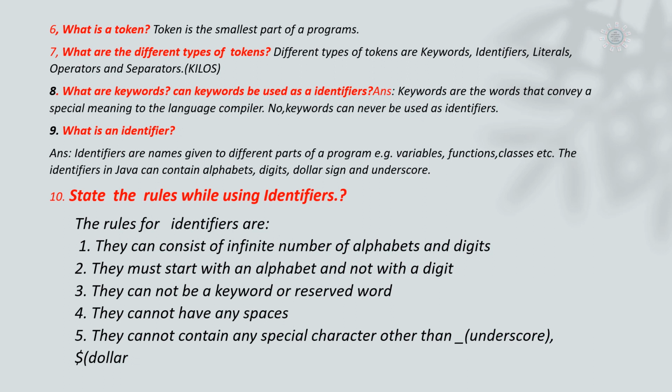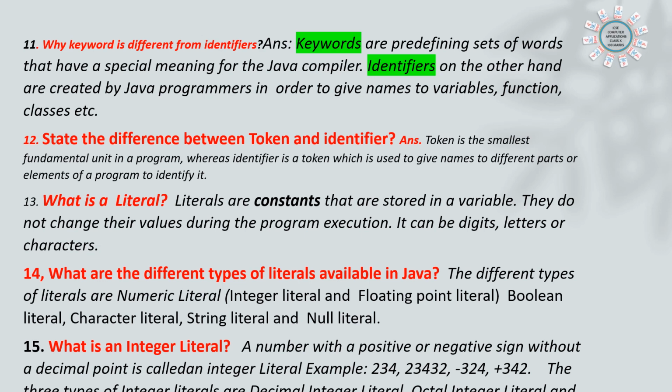And these type of questions, what is a token? Different types of token. Remember the word KILOS. K for keyword, I for identifier, literal, operators and separators. And definition of keywords and identifier with example. They can ask the example also. And what are the rules for using identifier? And here we can see why keyword is different from identifier. Difference between token and identifier.